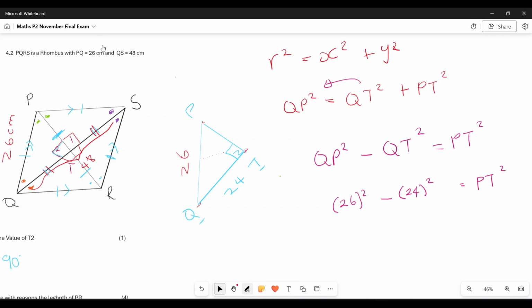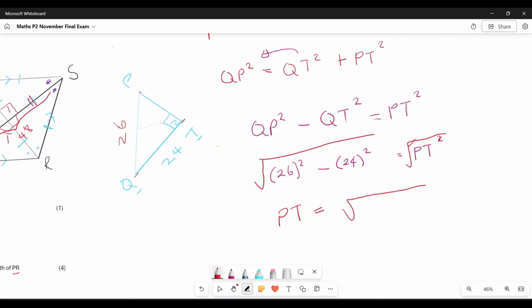Now remember, here I'm solving for PT, not PT squared. And to get rid of this square, I would need to square root both sides, right? So square root is going to get rid of the 2. And remember, what you do on the left, you need to do on the right. So also square root this. Basically here, the length from P to T is going to be equal to the square root of 26 squared minus 24 squared, which you just punch into your calculator. And the length of PT is going to be equal to 10.